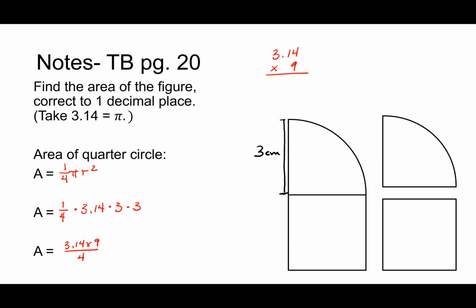Yep, first we're going to multiply. We're going to do the 3.14 times 9 because we can't cross cancel at all. So go ahead and work that out on your paper. And then you're going to divide by 4. Okay, when you have it, go ahead and look up. There are going to be decimal places.